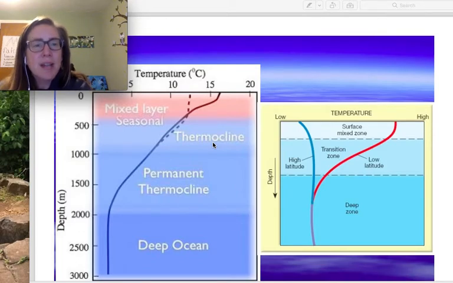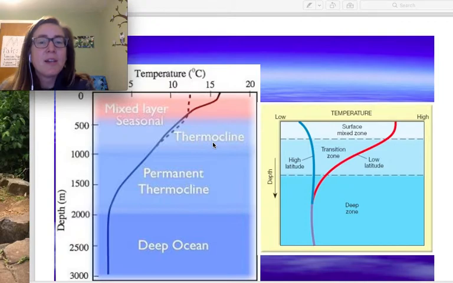The top is a seasonal mixture. If you were to go to the Jersey Shore, May versus June or August, it's going to have different temperatures. They don't vary too drastically, but there is warming that does occur. That happens up there in the mixed seasonal layer.